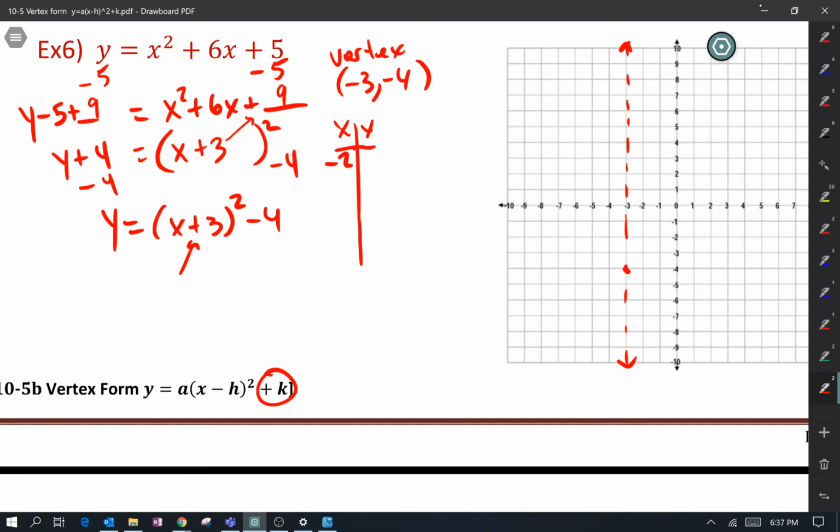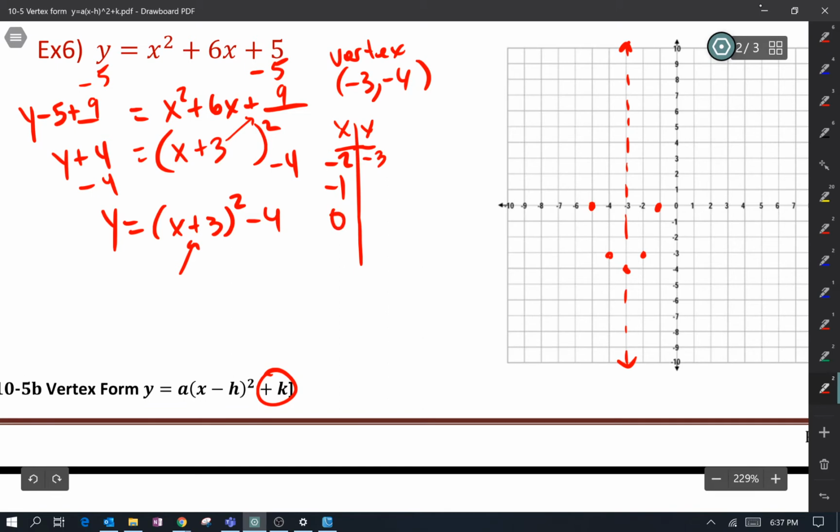Negative 2 plus 3 is 1. 1 squared is 1. Minus 4 is negative 3. So negative 2, negative 3. Reflect it. I'd probably try negative 1. Negative 1 plus 3 is 2. 2 squared is 4. Minus 4 is 0. So negative 1 is 0. So it's here. Reflect it.